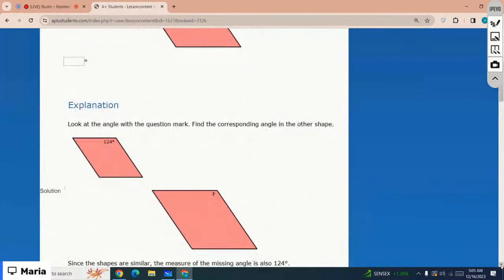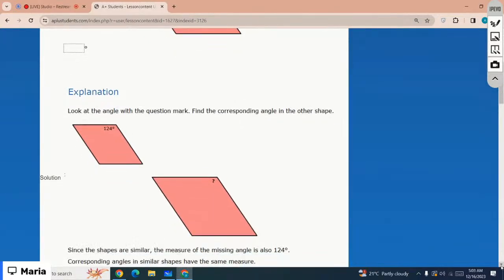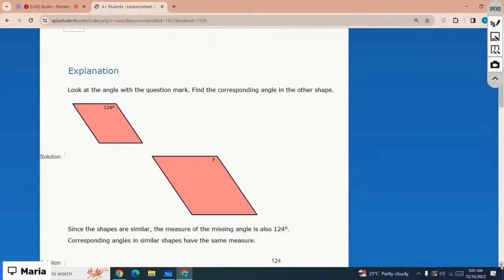Look at this angle with a question mark and find the corresponding angle in the other shape. The corresponding angle is 124. Since the shapes are similar, the measure of the missing angle is 124 degrees. Corresponding angles in similar shapes have the same measurement, so they both are corresponding and must have the same measure.